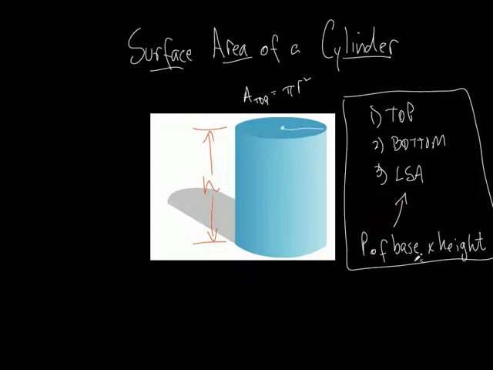And so what about this? The perimeter of the base. Well, what is the perimeter of a circle? We just talked about that a few seconds ago. It's 2 pi r, right? So circumference of a circle, which is 2 pi r. So the perimeter of the base.